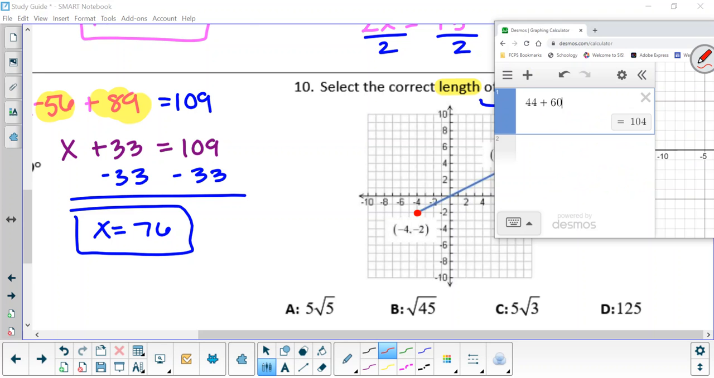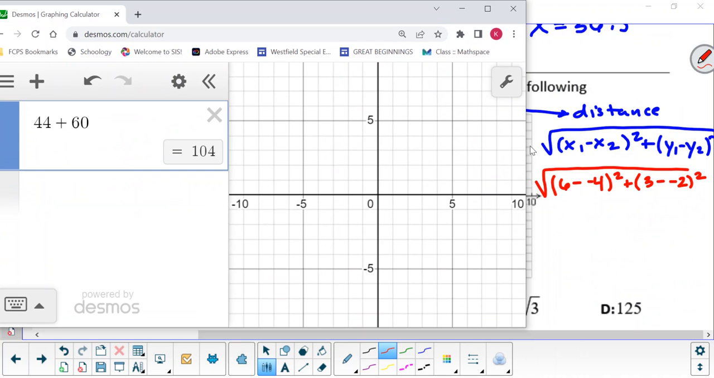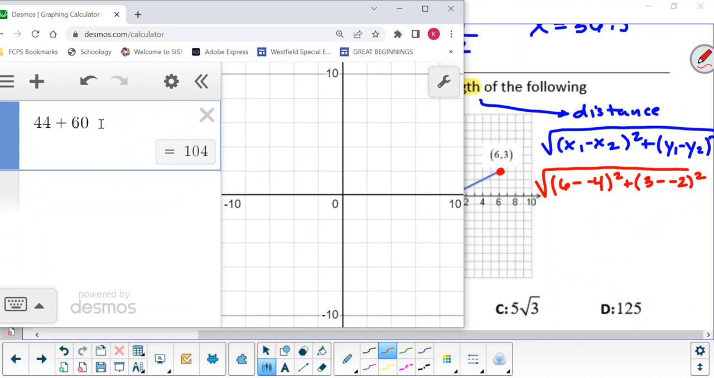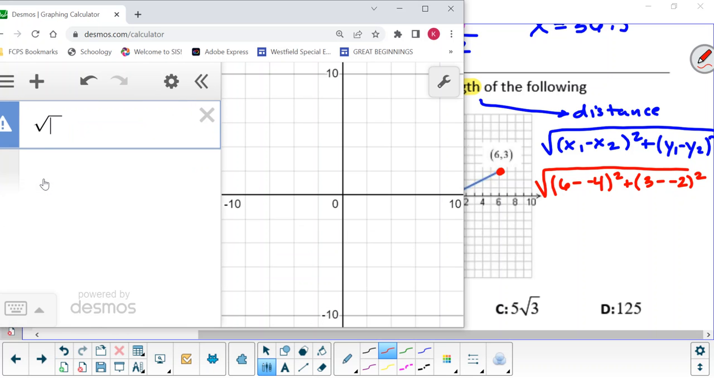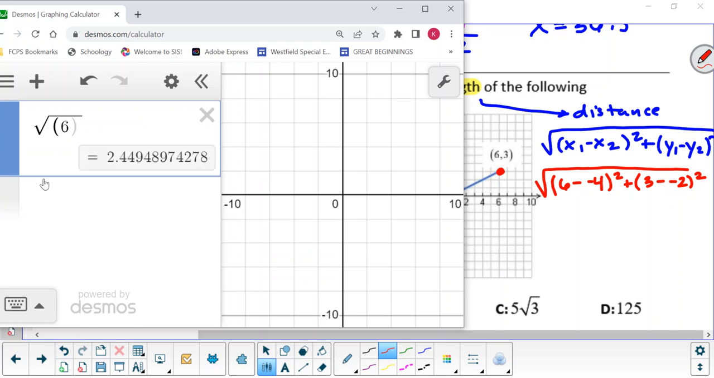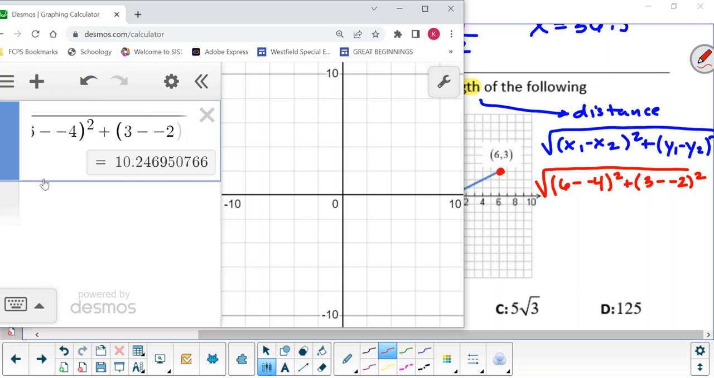So now if I go back to my Desmos, bring it over here so we can see. My square root, parentheses 6 minus -4 squared plus 3 minus -2 squared.